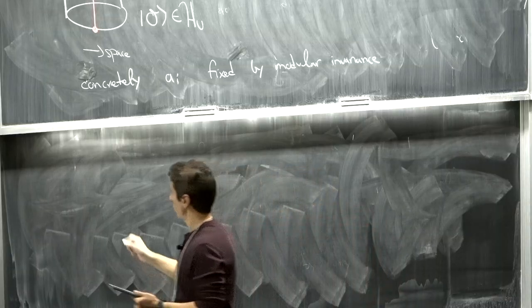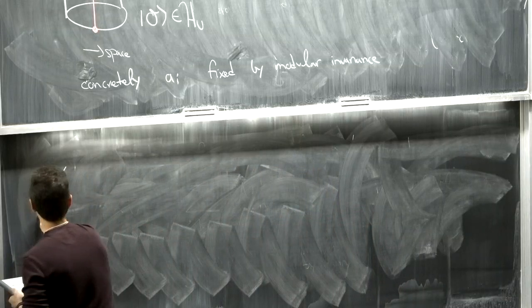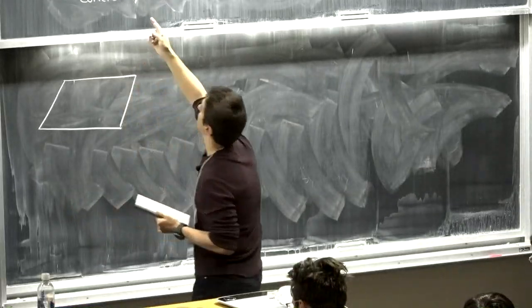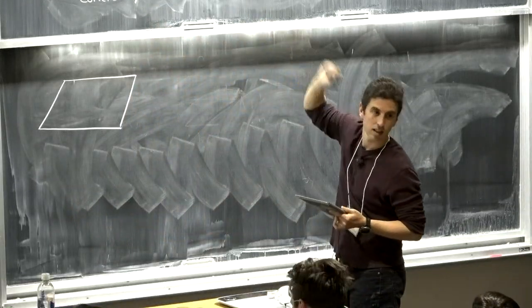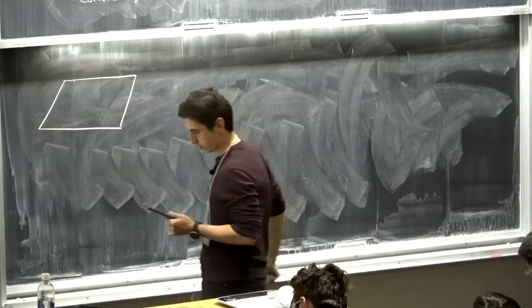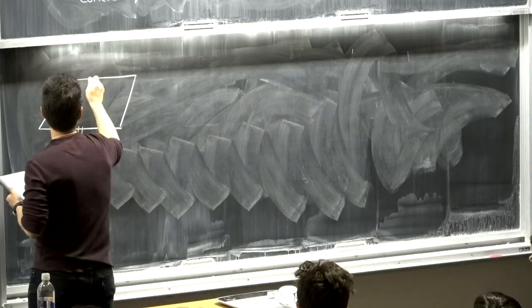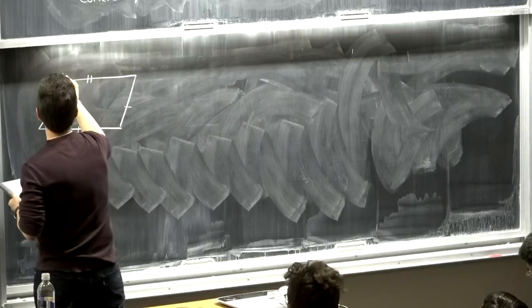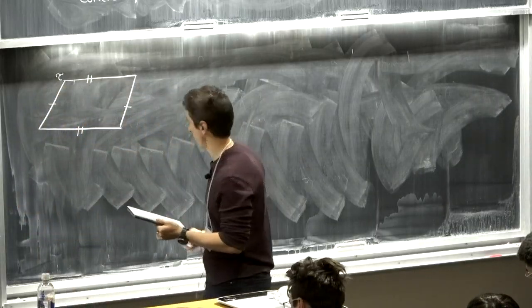OK, so we'll consider a torus. I'm going to do a modular transformation, so I need a torus. You could think I'm just going to compactify that time direction. So here's my torus. This side is identified with this side, and this with this side. Here is tau. So this is a torus with modulus tau.